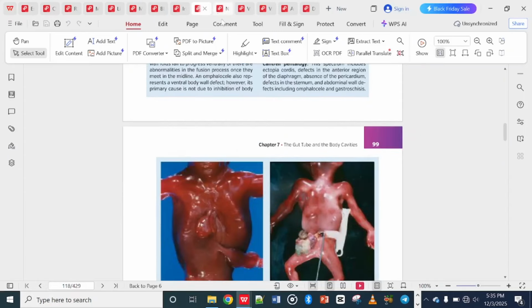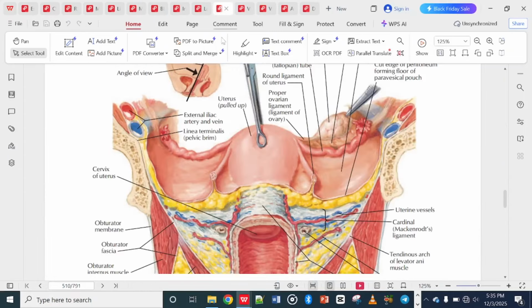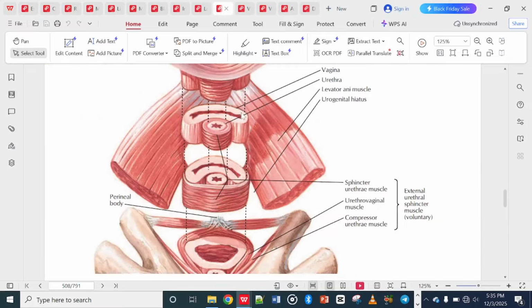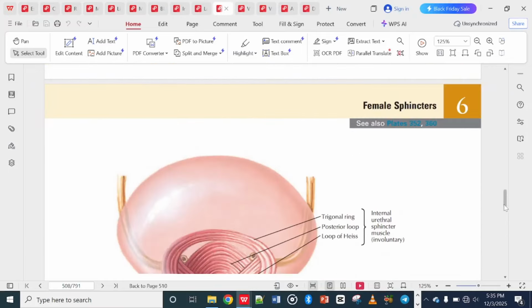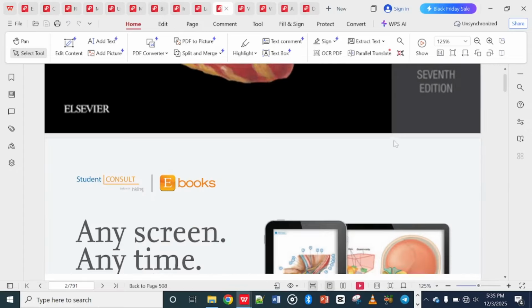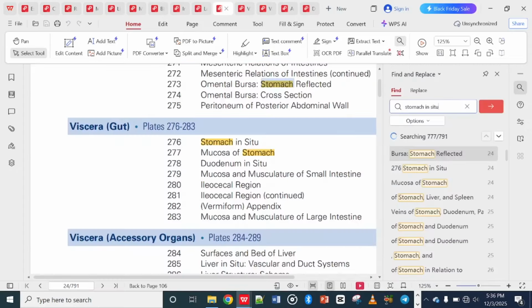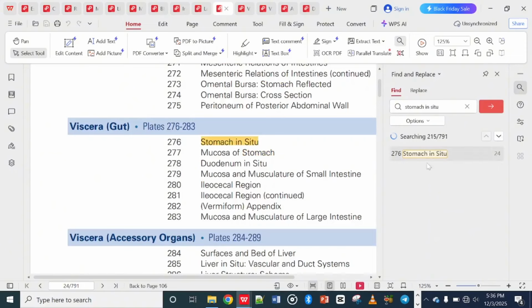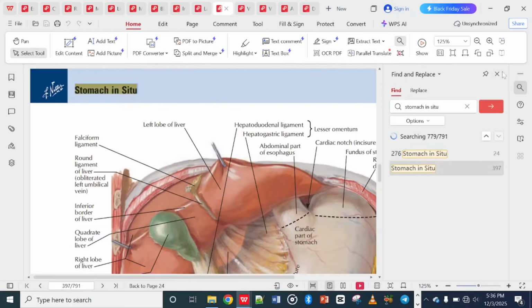Then we move to gross. So for gross, this is Atlas. We make use of Atlas. This is Netter Atlas. Atlas is basically for whenever you are reading something. So let's say I want to read on the stomach. I will just search stomach and I'm going to see the stomach. So it's going to make it easier for me to understand the whole gross anatomy of the stomach.